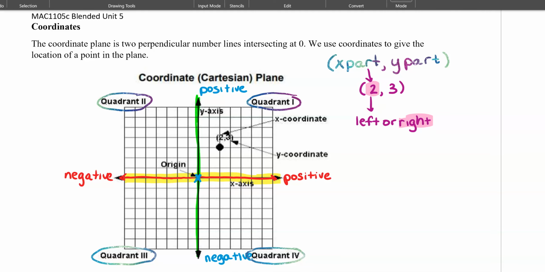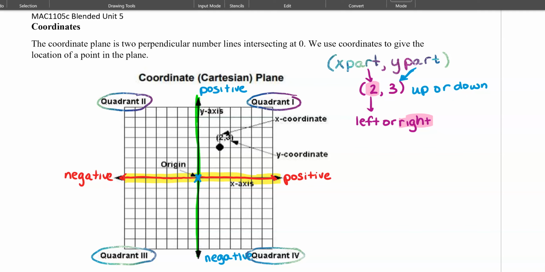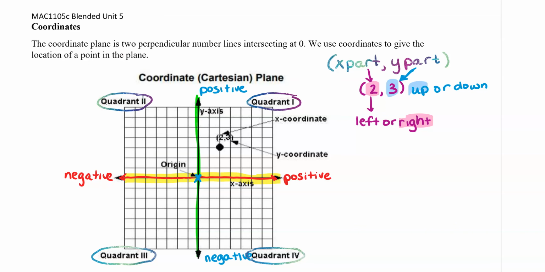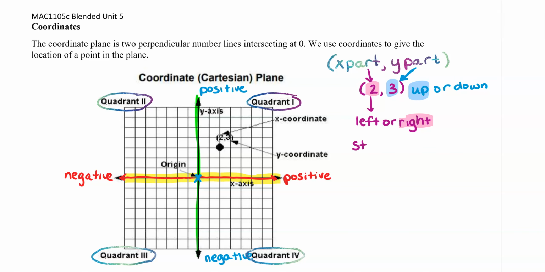But then similarly, we've got the 3 here. The 3 is the y part, so that's either going to be up or down. And again, how do you know if it's up or down? Well, it's based on the polarity, or whether the number is plus or minus. So since 3 is positive, we'll go up. So now we're going to draw this coordinate. We're going to start at the origin.